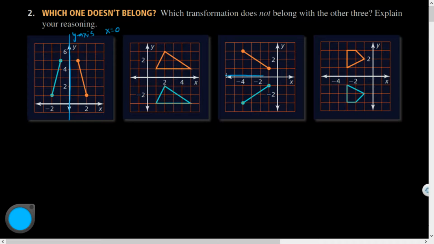This one looks like a reflection over the x-axis, which is the equation y equals 0. This one looks like a reflection over the x-axis, and this one looks like it done be a translation. So this one does not belong, which is probably what you guys noticed right away. What is the vector that translates this, by the way, in component form? Yep, no worries, good.